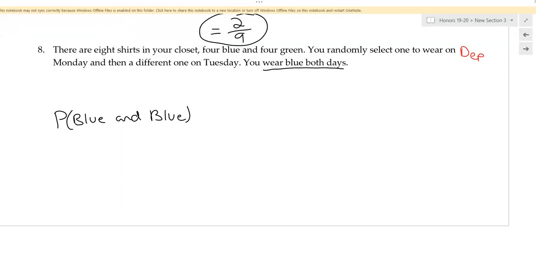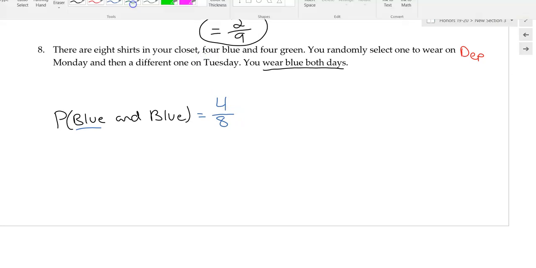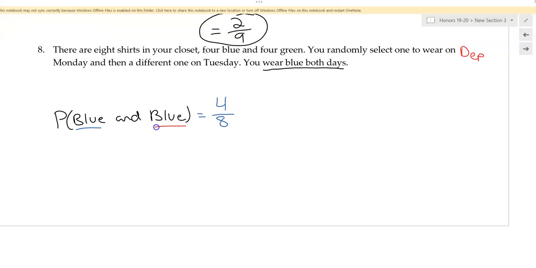Hopefully. So my first blue, well, I have 4 blue and 4 green, so that's 4 out of 8. My second blue, I now have 3 blue because I wore one of them. So there's 3, and 3 plus 4 is 7. That's the same as 1/2 times 3/7, which is the same as 3/14.